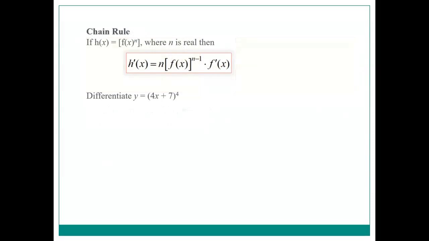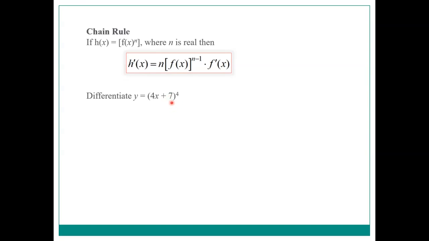This question, we cannot apply the product rule or quotient rule because, as you can see, we do not have any function multiplied with another function, and we do not have any function divided by another function. So how to differentiate this one? If we do not want to use the chain rule, the only way we can differentiate this is to expand (4x plus 7) to the power of 4. I believe nobody wants to do that.